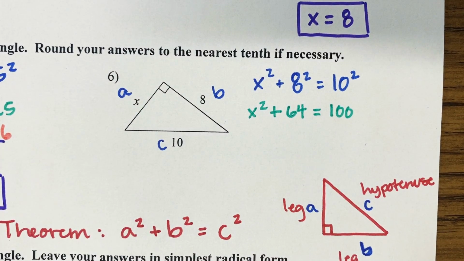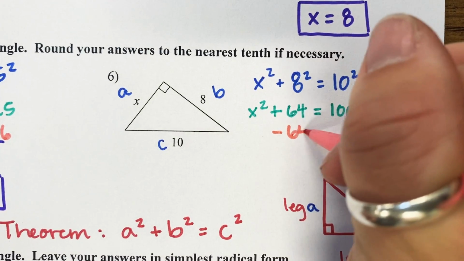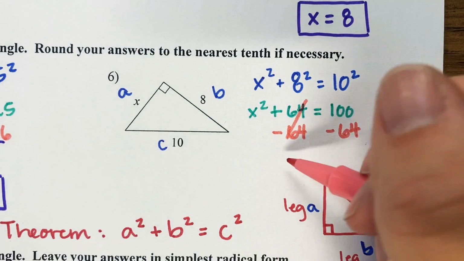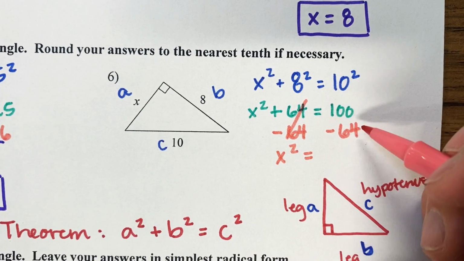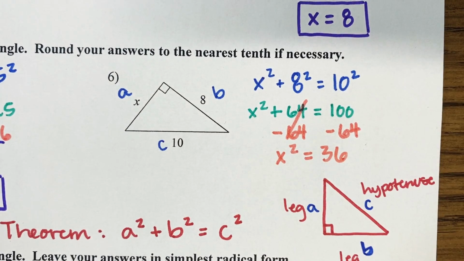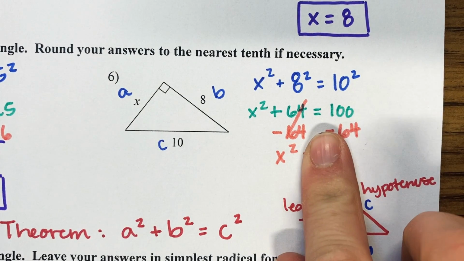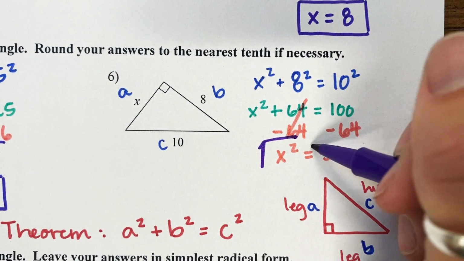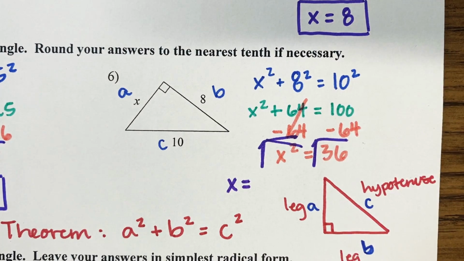So I need to do the opposite of plus 64, which is going to be to subtract 64 from both sides of my equal sign. I get x squared is left over equals 100 minus 64 is 36. Okay, and my very last step to get x by itself, the opposite of squaring something is to square root it, cancel each other out. X is all by itself.